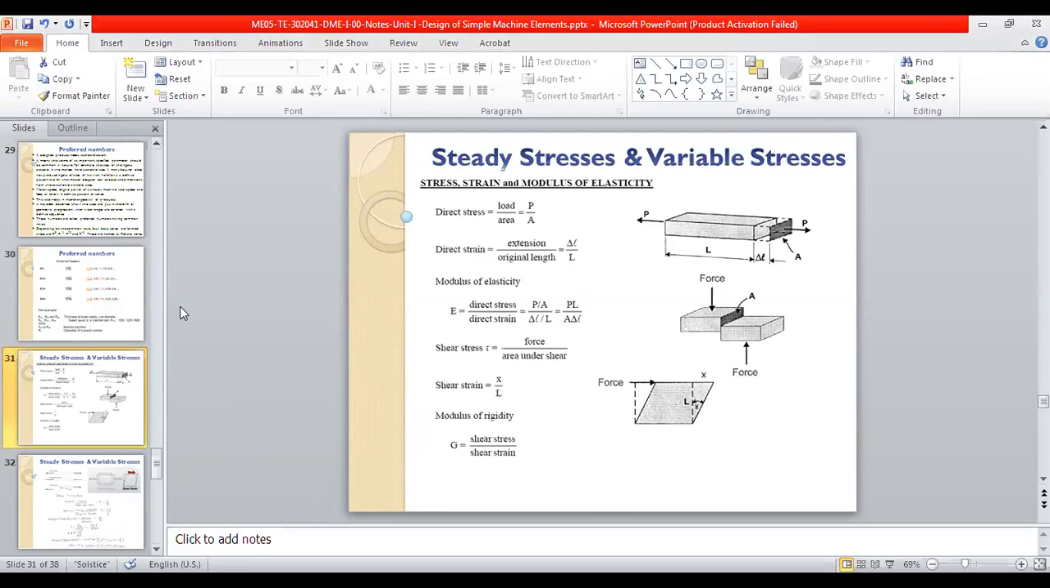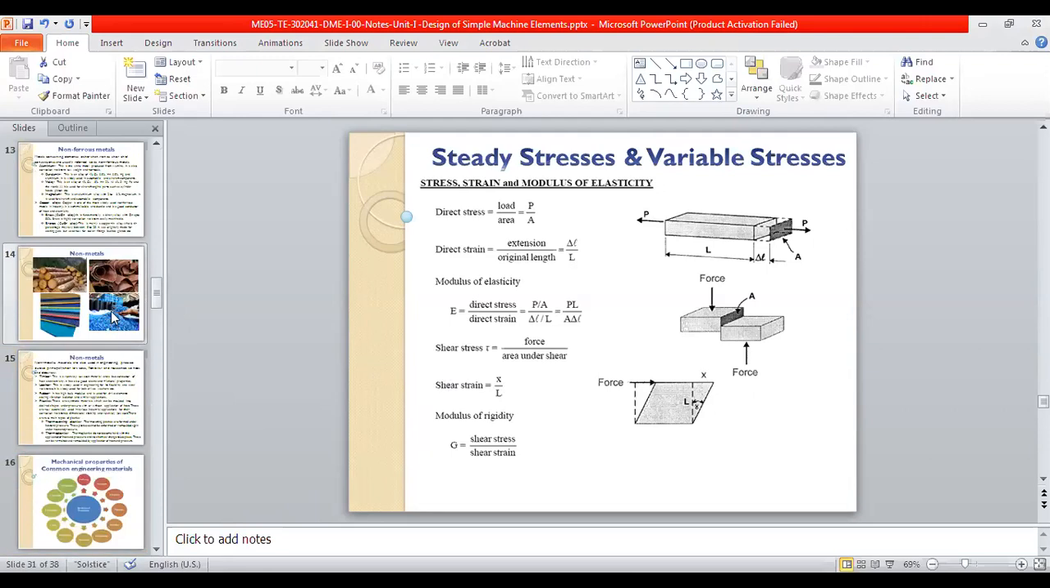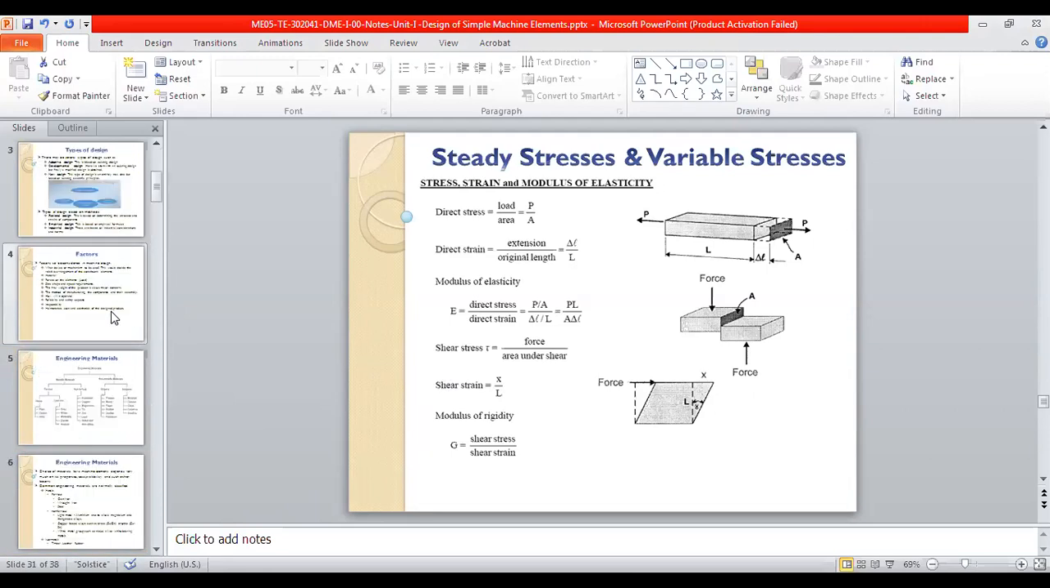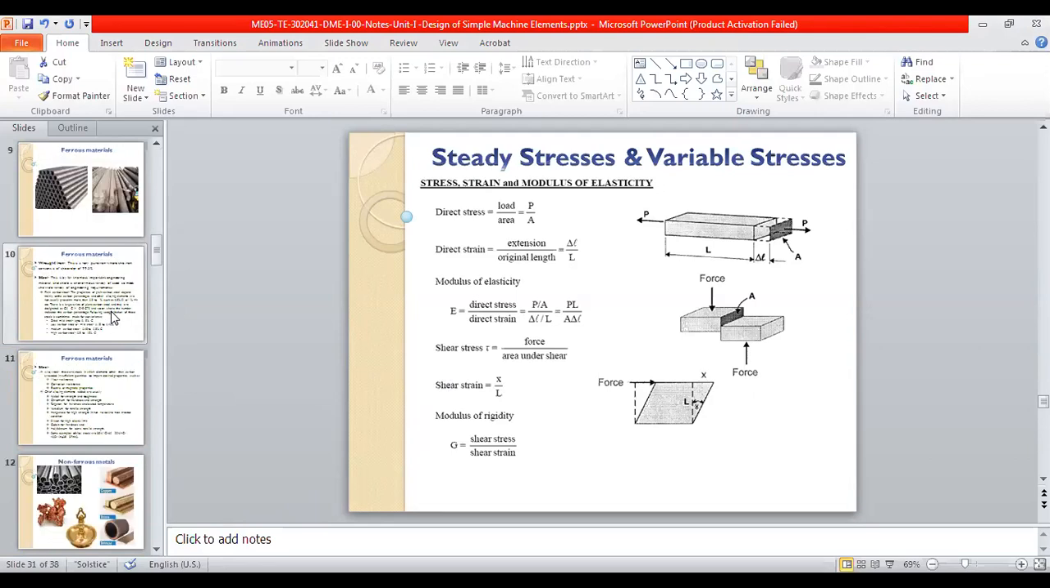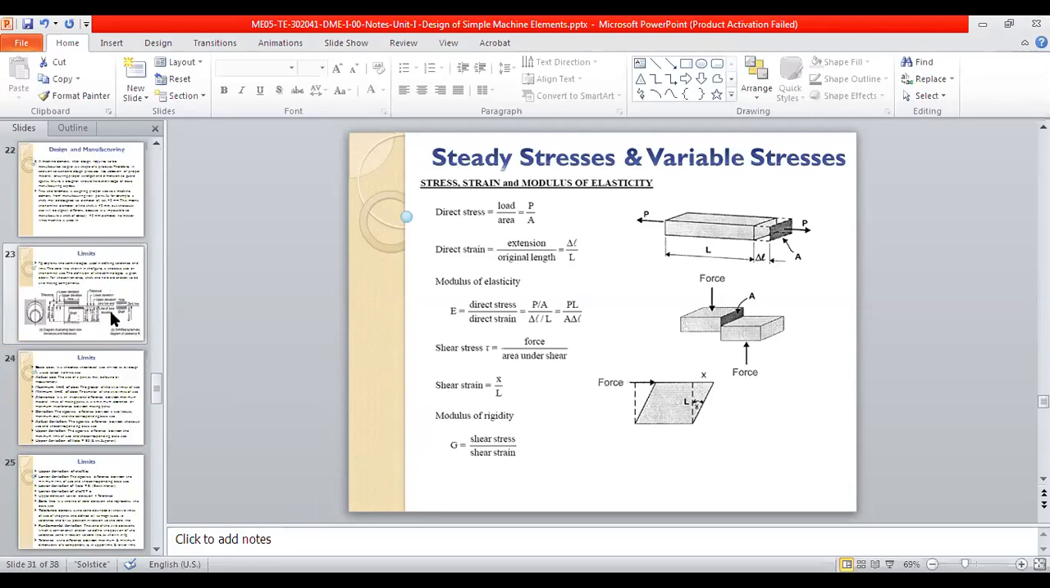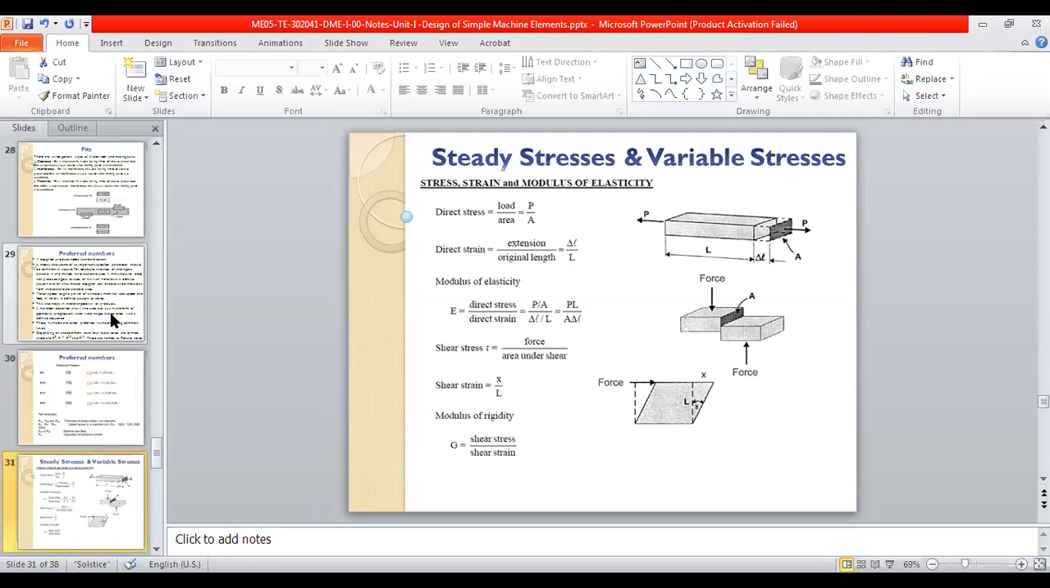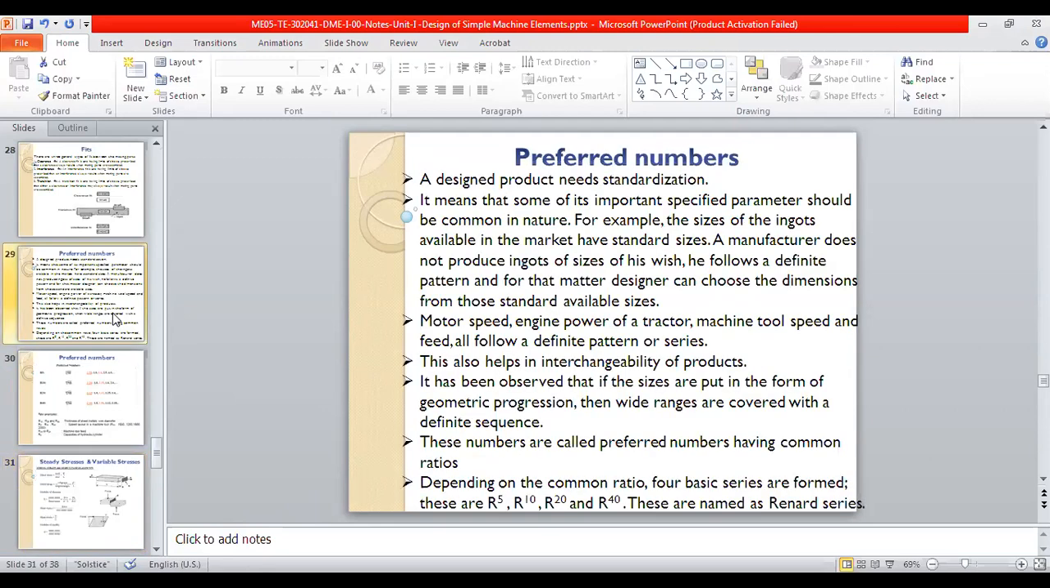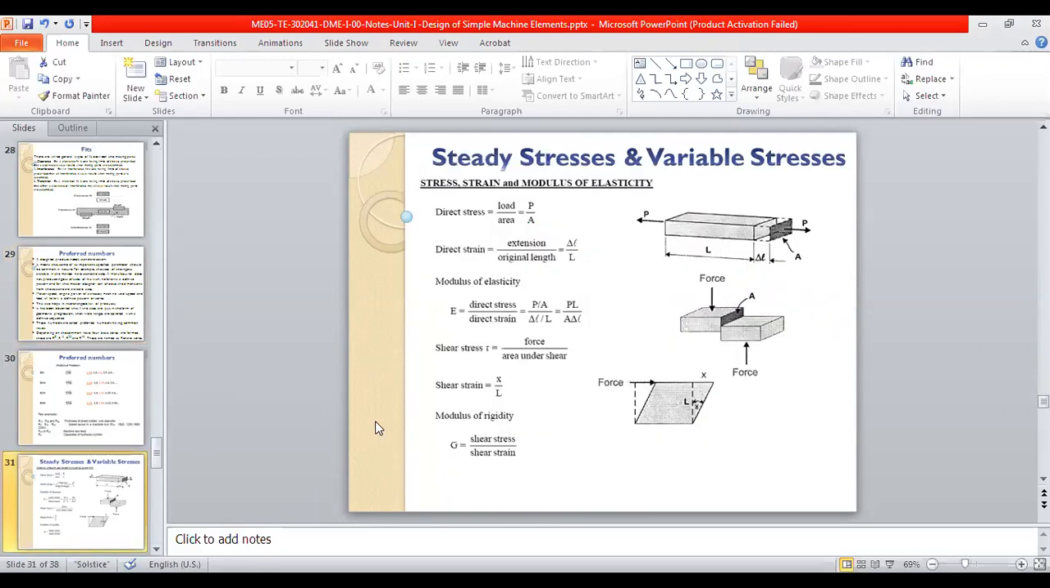Till the last lecture, we have finished all the basics. What are the materials required? What are the different types of design materials required? Then mechanical properties, fits, limits, and lastly we had talked about preferred numbers. Okay, so today we will actually start with the basic stresses.